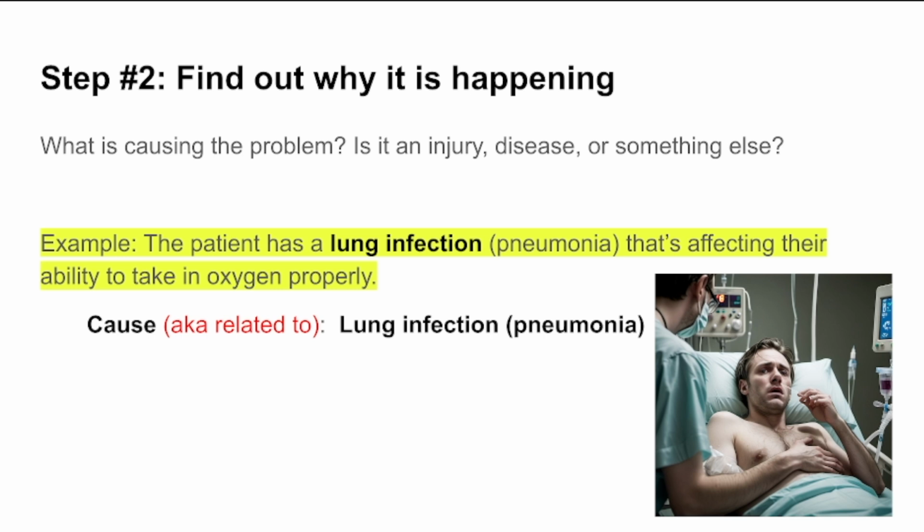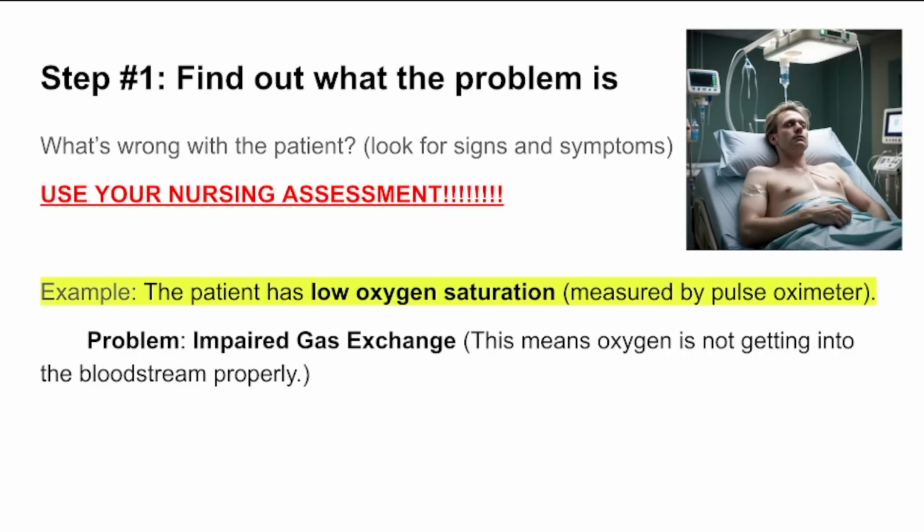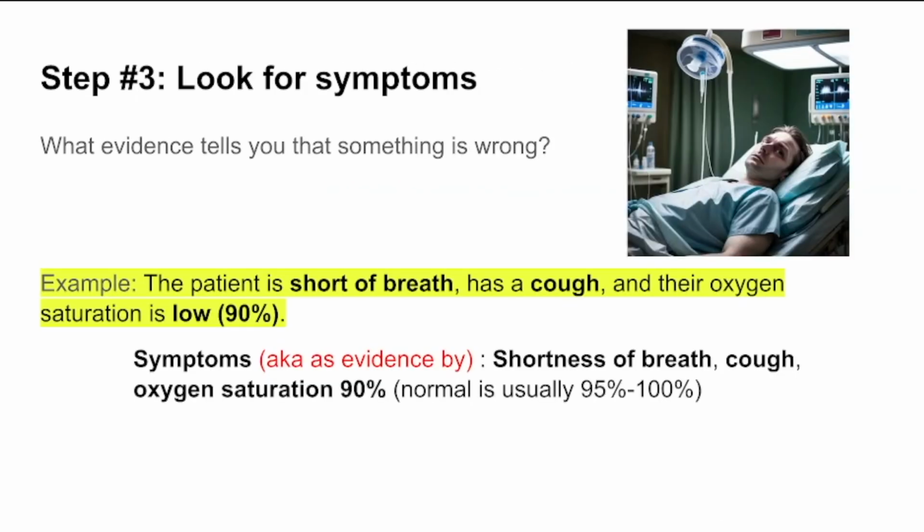So here we gathered information to find out what the problem is. And then in step two, what is causing this problem? So here we found out that David has a lung infection, which is impacting his oxygen saturation. Going back to the first step. Now let's go to the third step.